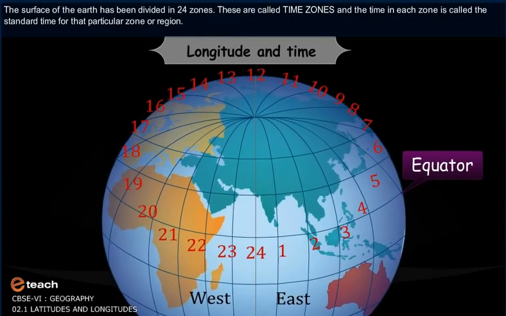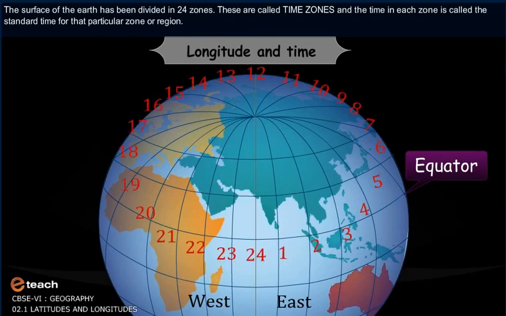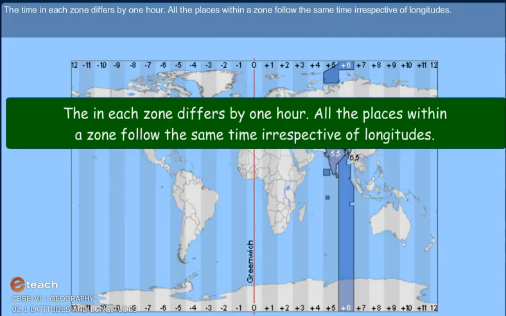The surface of the Earth has been divided into 24 zones. These are called time zones, and the time established in each zone is called the standard time for that particular zone or region. The time in each zone differs by 1 hour. All the places within a zone follow the same time irrespective of longitudes.